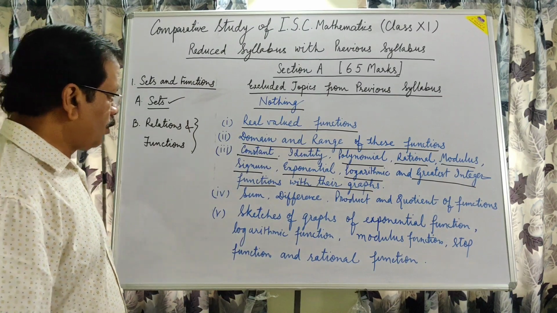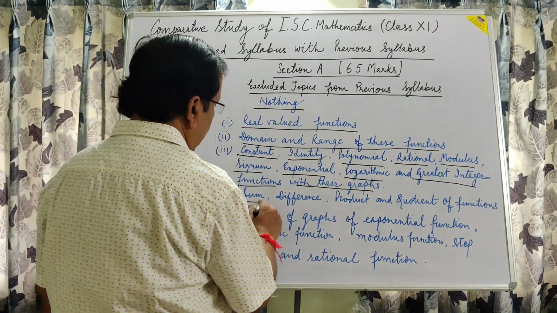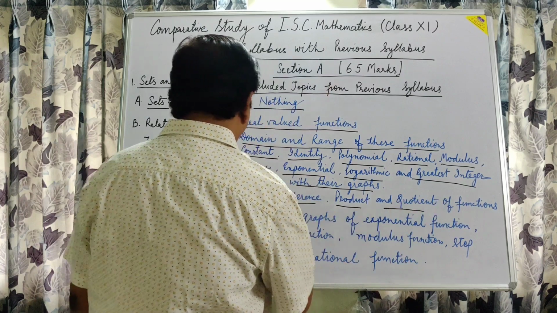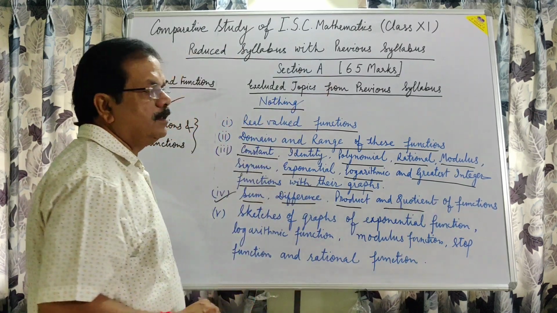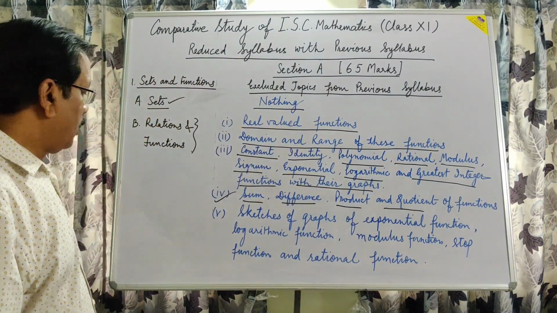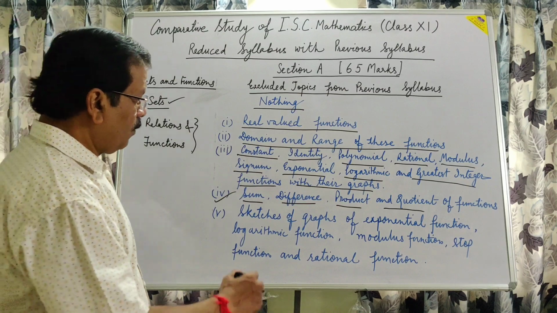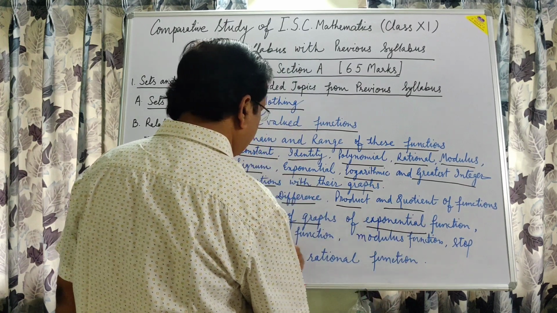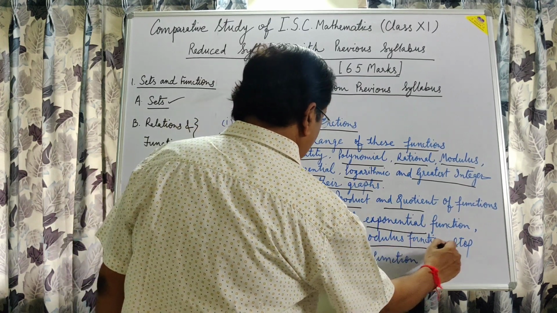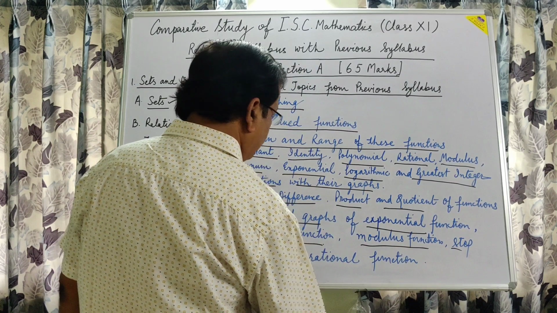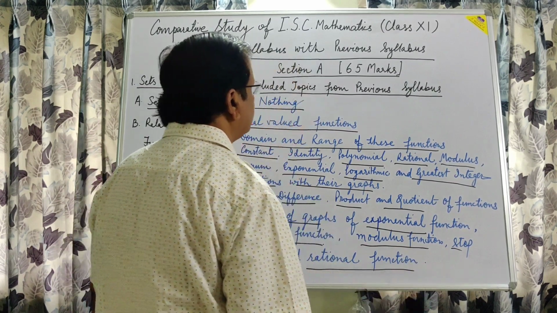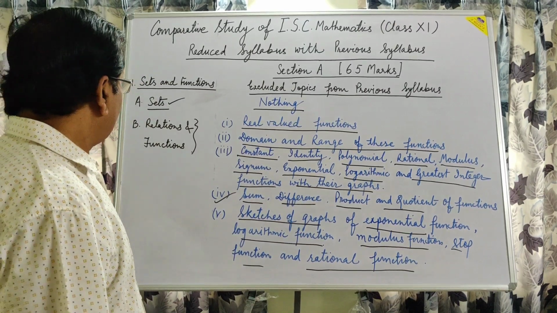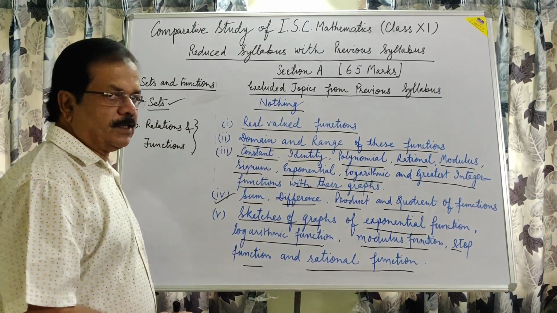Now, the fourth topic, sum, difference, product and quotient of functions, are excluded from the previous syllabus. Now, the fifth one, sketches of all graphs like exponential functions, logarithmic function, modulus function, step function and rational functions will not be there in the reduced syllabus. Okay. Now the third topic, trigonometric functions.